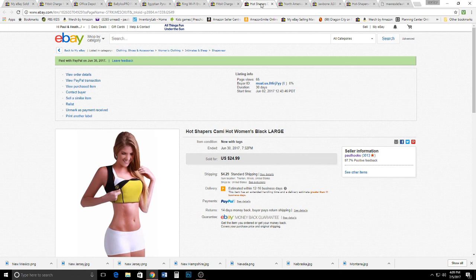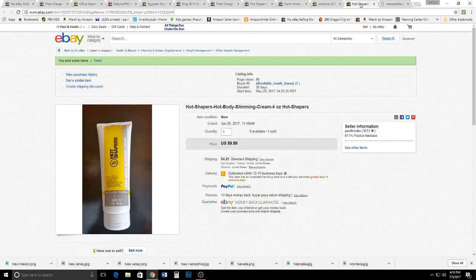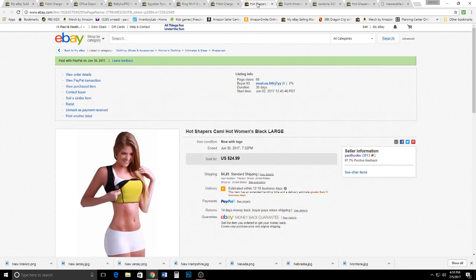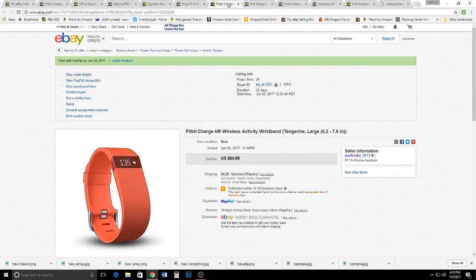This is the hot shaper I was talking about that went with this cream. This hot shaper actually sold for $24.99, and my fees were about $5, which means eBay paid me $20. I paid approximately $3 for the item, which means my total profit was $17. Now you're thinking, okay, now we're getting into the big bucks. Because before I was under $10 for my profit, but sometimes you gotta put food on the table with that.